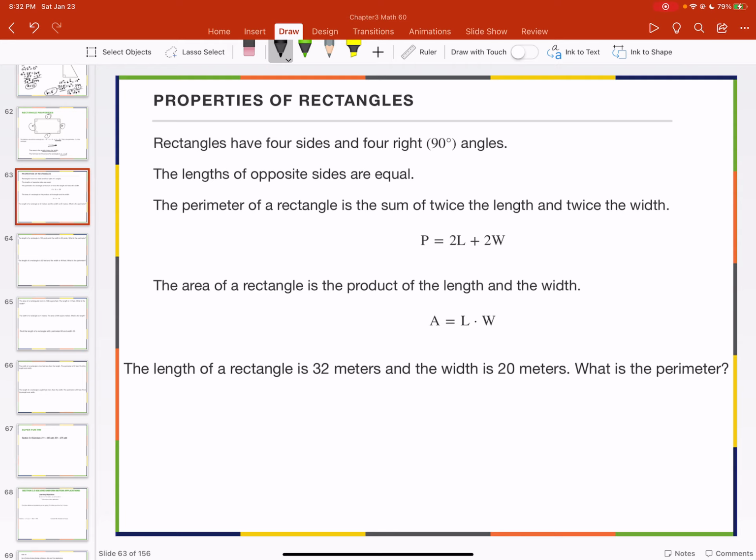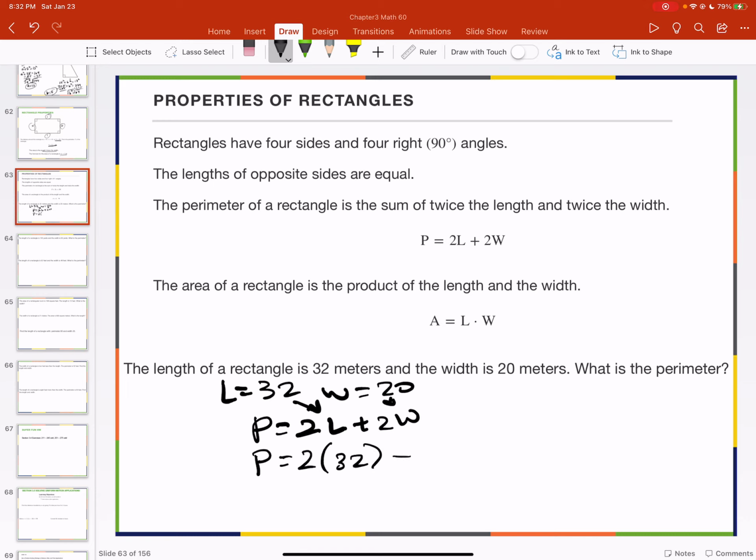The length of a rectangle is 32 meters and the width is 20 meters. What is the perimeter? The perimeter is twice the length plus twice the width. So we're just basically going to plug it in, right? Perimeter is equal to 2 times 32 plus 2 times 20. So what does that become? 64 plus 40, which is equal to 104 meters. That's the perimeter.